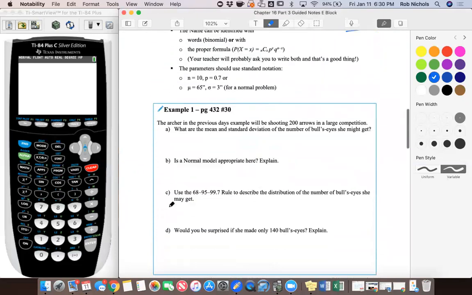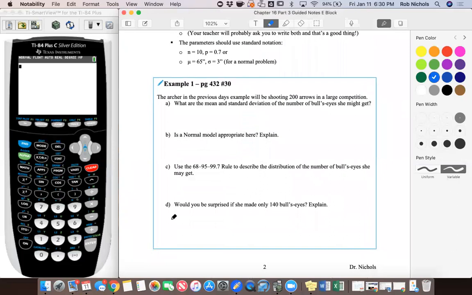All right, so let's try example 1. The archer in the previous day's example will be shooting 200 arrows in today's lesson. If you recall, the probability that the archer makes a bullseye is 80%. Now for today, the archer is going to be shooting 200. Remember, this is a binomial situation. So there's a success or failure. You either make the bullseye or you don't, okay? Probability of success is fixed at 80%. Shooting is independent of one arrow for another arrow. And it's a binomial because it's a fixed number of trials. There's 200 arrows that we're shooting.